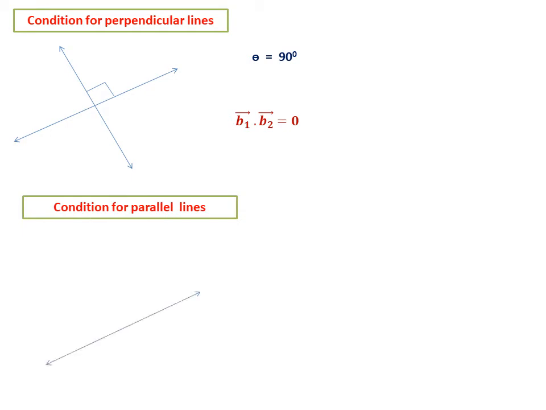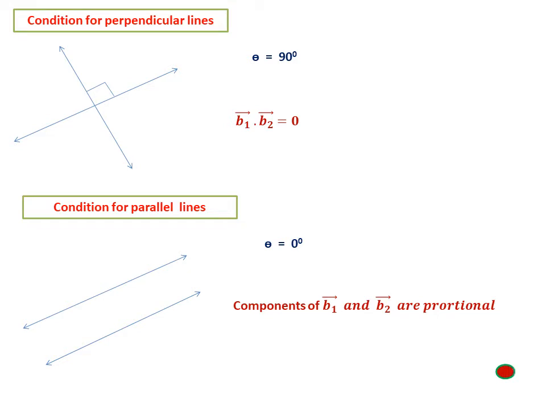Condition for parallel lines, there is a small change. Suppose two lines are parallel, theta will be 0. In this case, B1 vector will be parallel to B2 vector. Therefore, you know the condition for parallel vectors: B1 will be equal to alpha times B2. This is one possibility. Or you can also say direction cosines are proportional. So this is another important observation you have to remember.